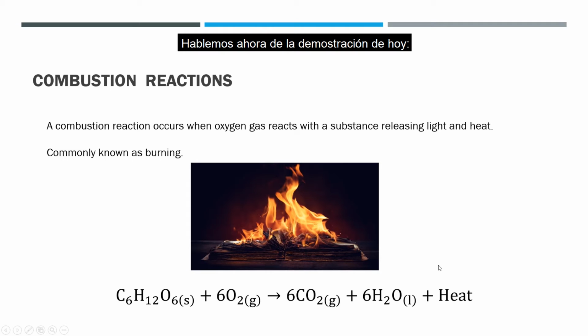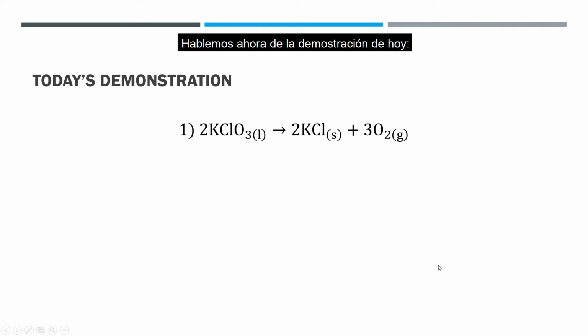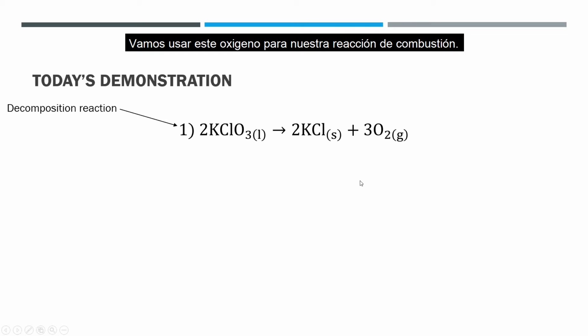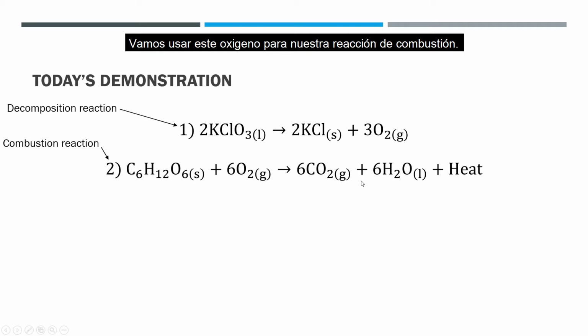So now let's talk about today's demonstration. So our demonstration is going to start off with the melting of potassium chlorate into liquid potassium chlorate. Now liquid potassium chlorate decomposes into 2 molecules of potassium chloride and 3 molecules of oxygen gas. Now we're going to use this oxygen gas to feed our combustion reaction.